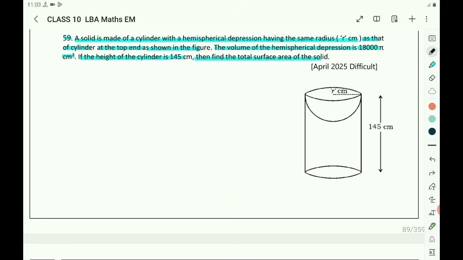Then you write for hemisphere, V, that is the volume, is equals to what? 18,000 pi.